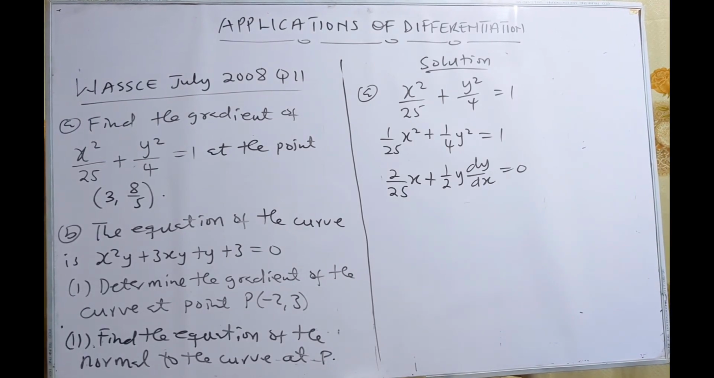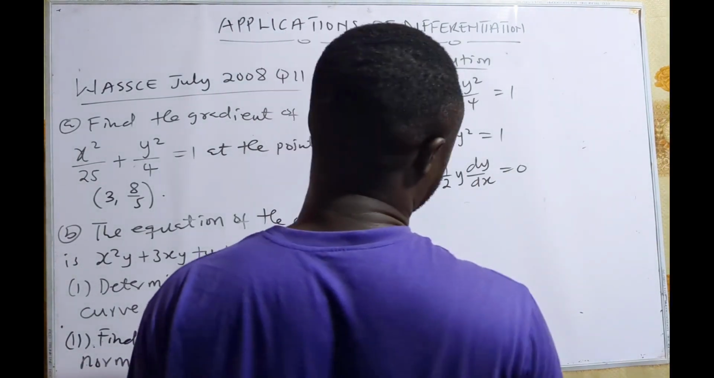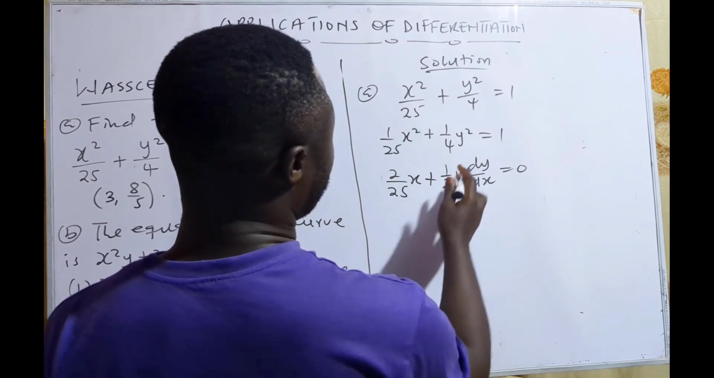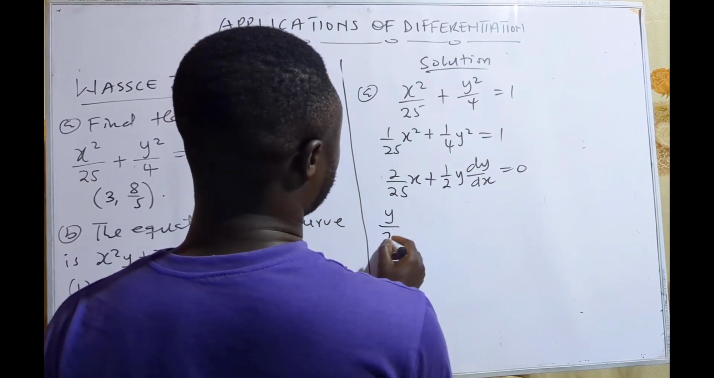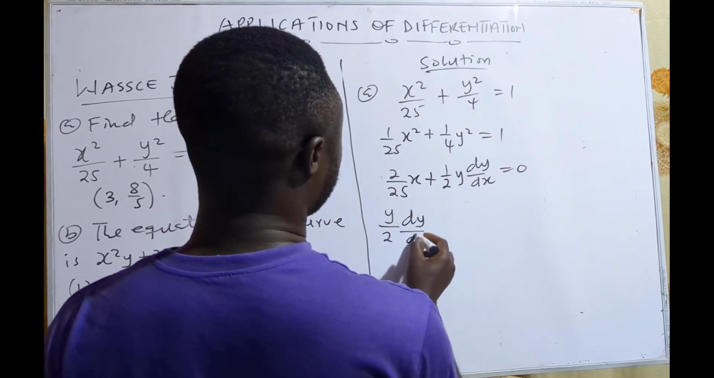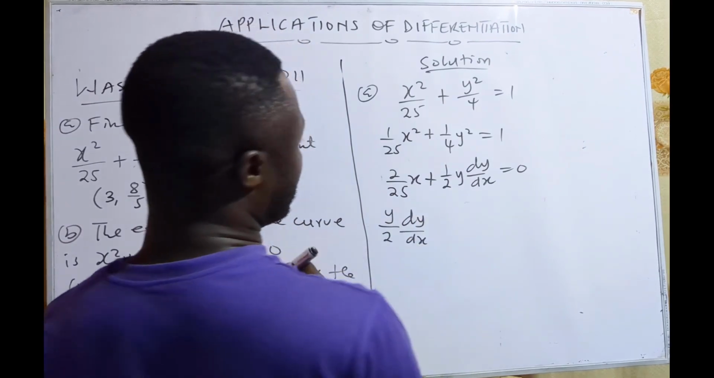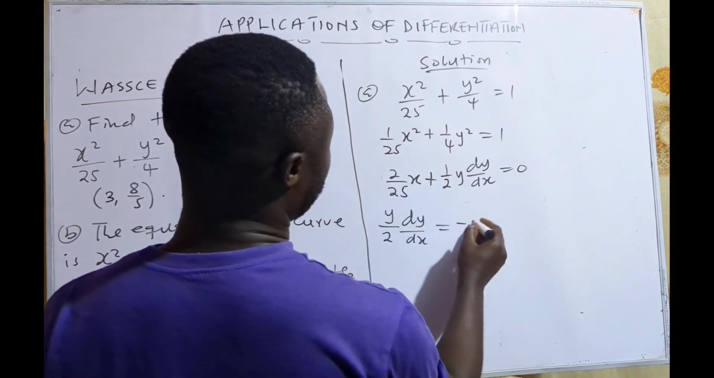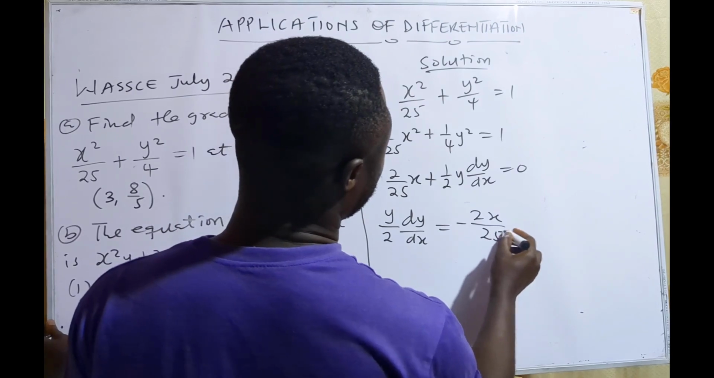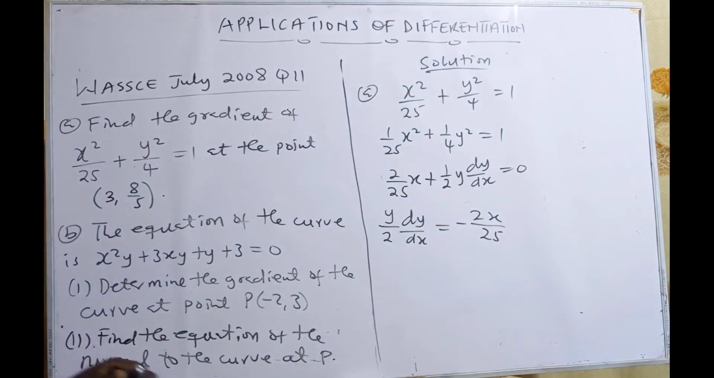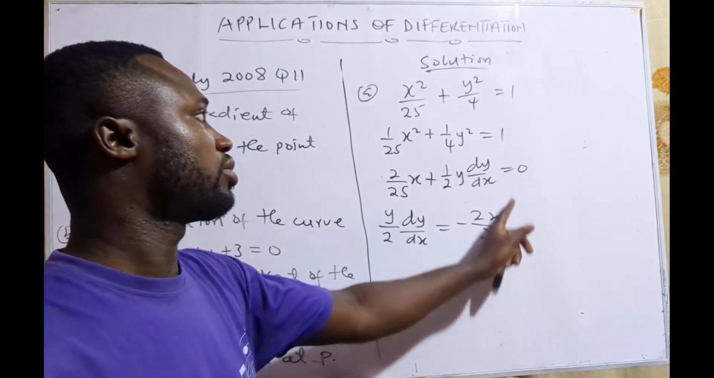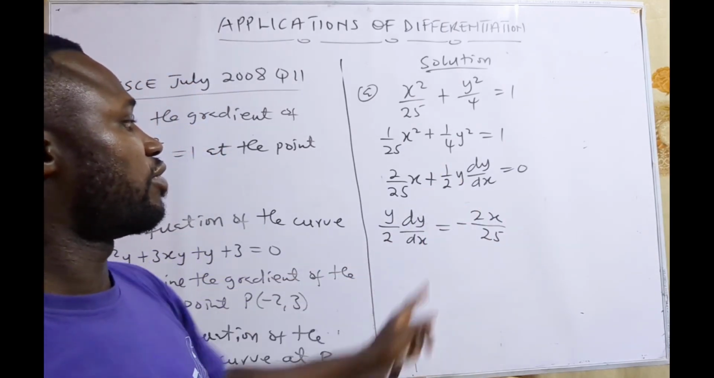So we are going to make dy on the x the subject. We first of all take this one here, and this one can be written as y on 2, dy on the x, equal to, this one can go here to be minus 2x on 25. So when you go here, it becomes minus 2x on 25, and this can be y over 2.